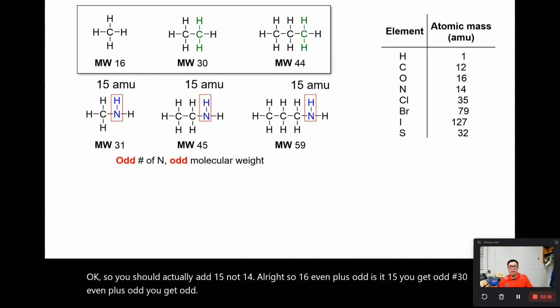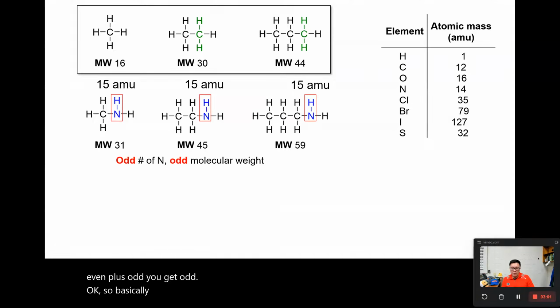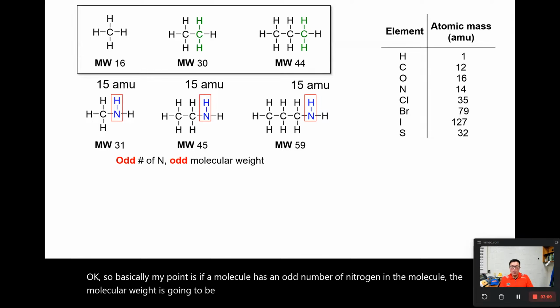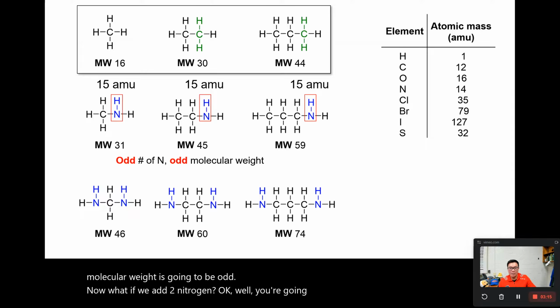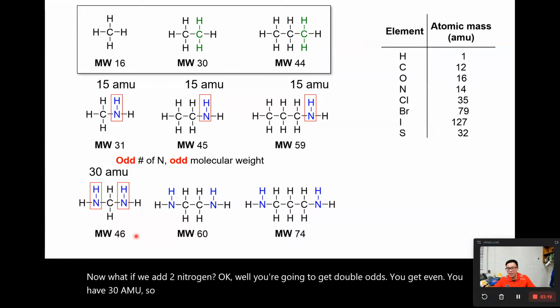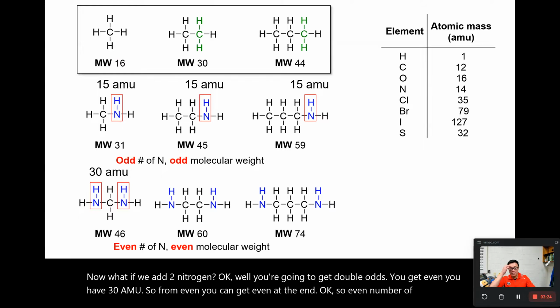So basically my point is, if a molecule has an odd number of nitrogen in the molecule, the molecular weight is going to be odd. Now what if we add 2 nitrogen? Well, you're going to get double odds. You get even. You add 30 AMU. So from even, you're going to get even at the end. So with an even number of nitrogen, the molecular weight is even.